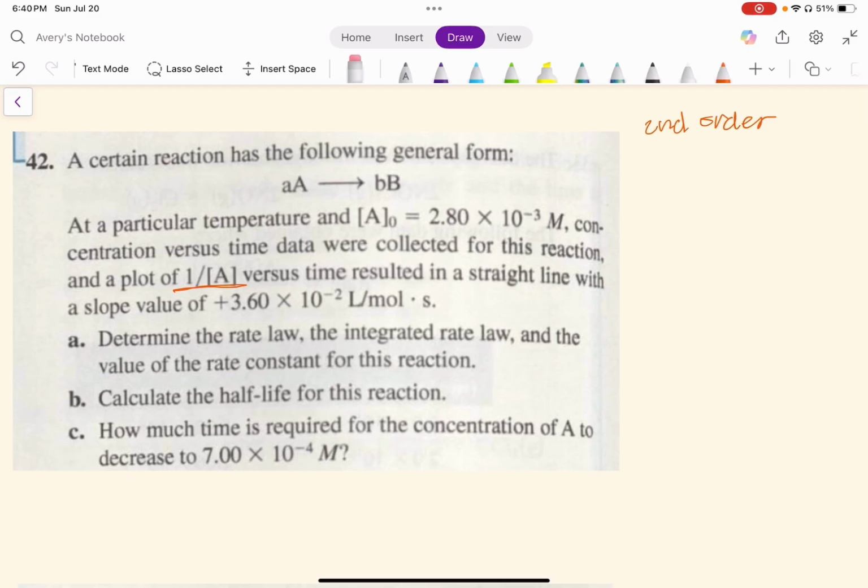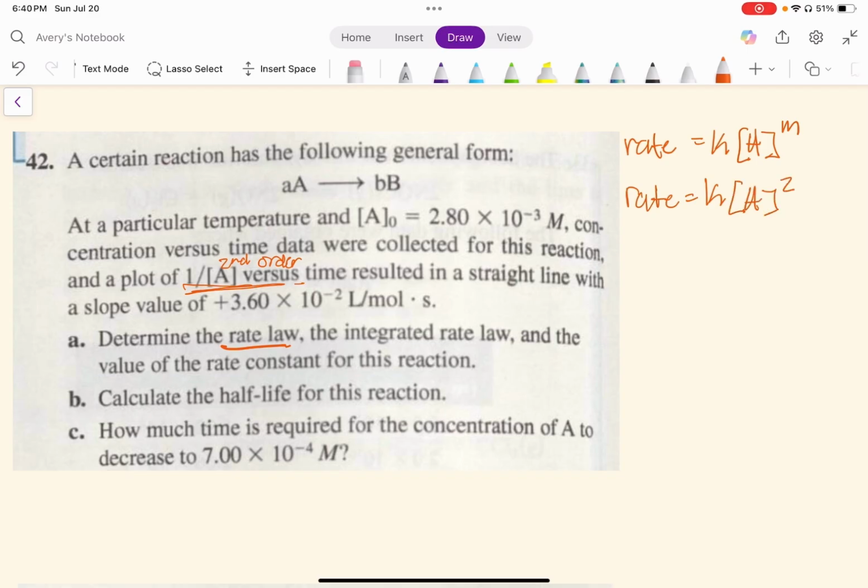Well, let me backtrack just a tad. For the rate law, we know immediately that R is equal to K times A to the M. We know what M is in this case because it tells us the plot is 1 over A, which tells us that it is second order. Therefore, M will equal 2. So the rate law now looks like this. So boom, that's one of them.